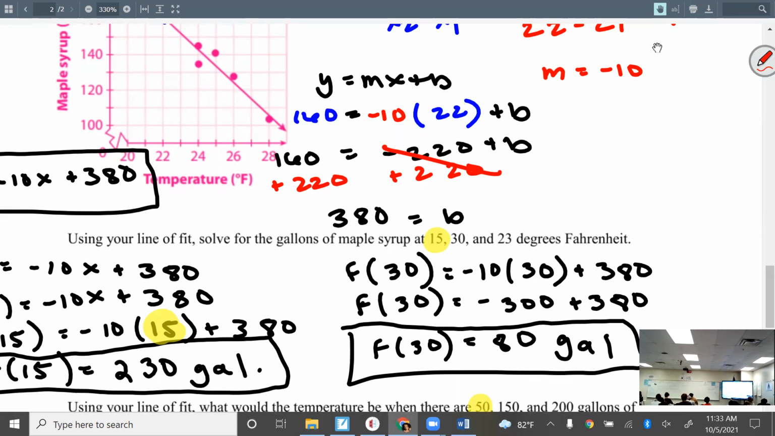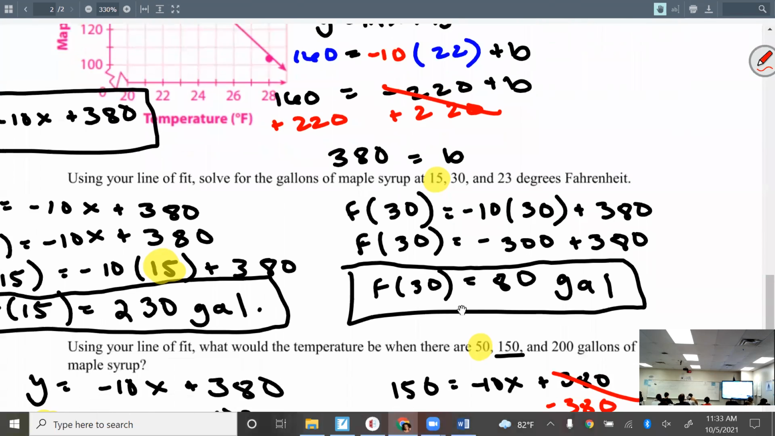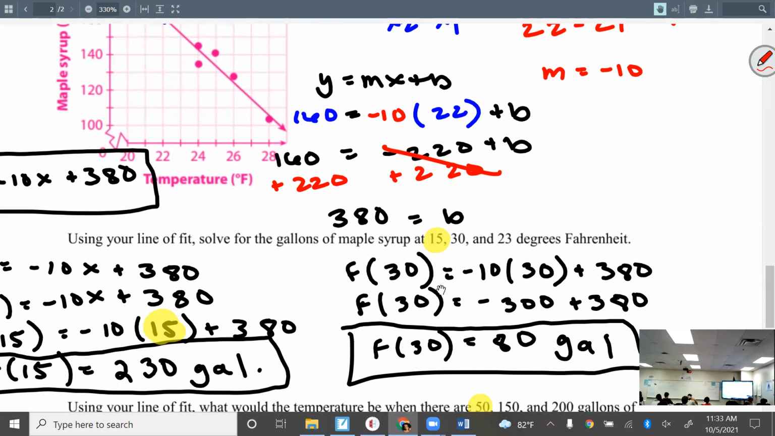All right, good. And here's the work shown for that. I put it in function notation during that class, which is the same thing. Just replace the y with f of x. And we get f of 30, that's our input, equals negative 10 times 30 plus 380. Put that in our calculator, and we get 80 gallons. Questions?